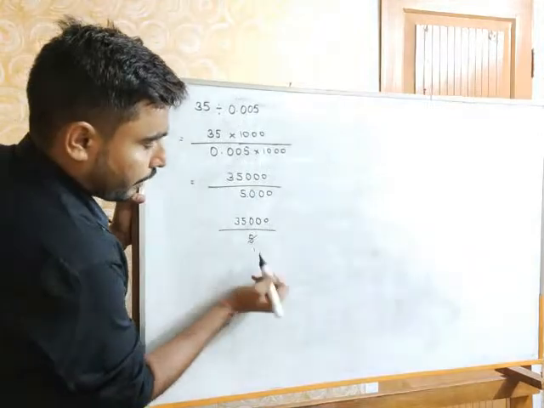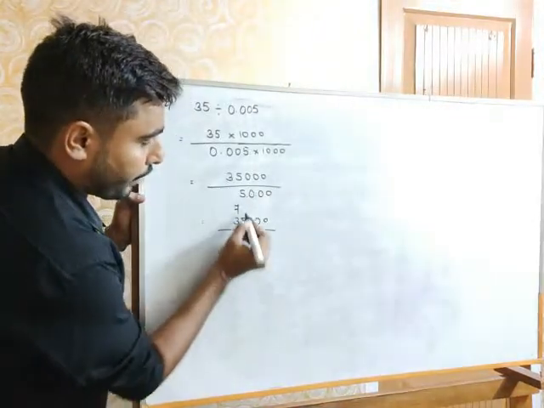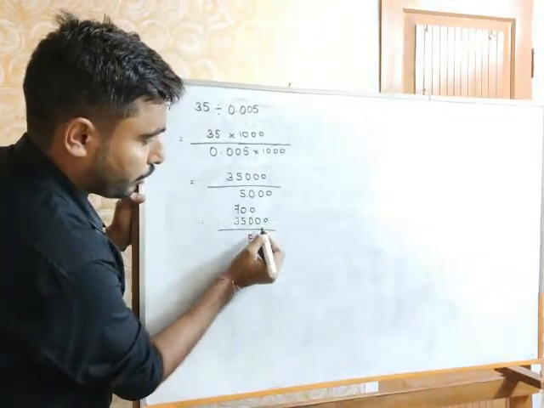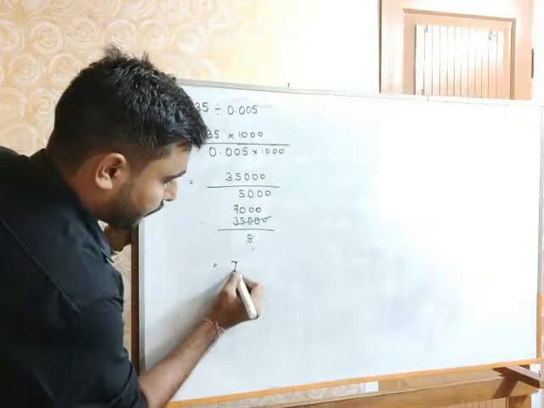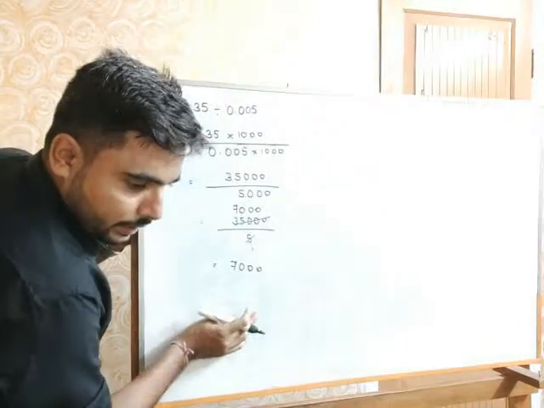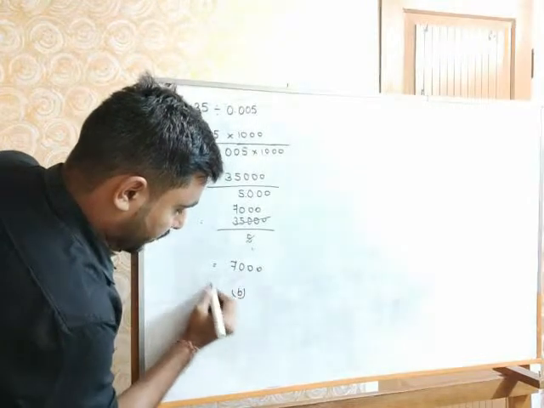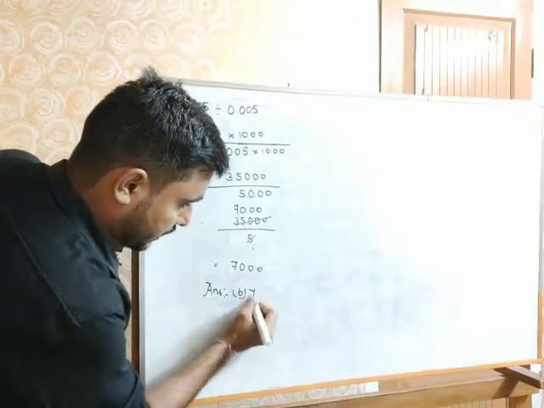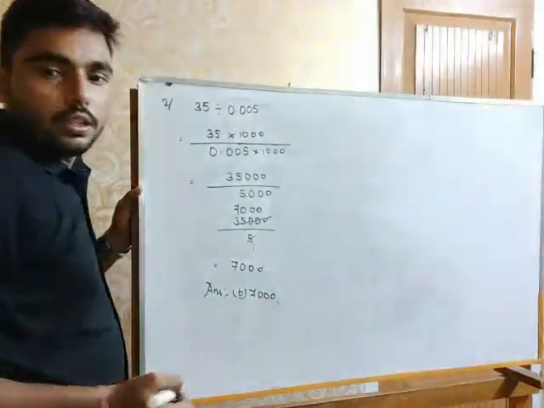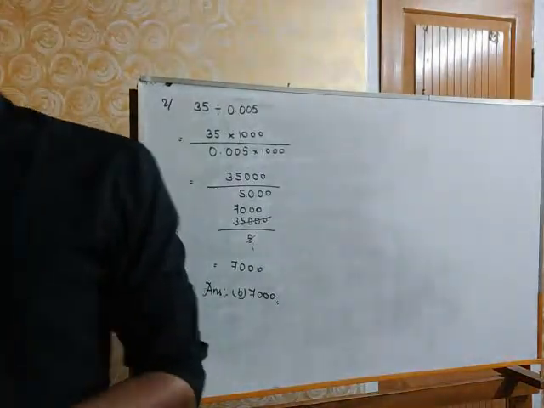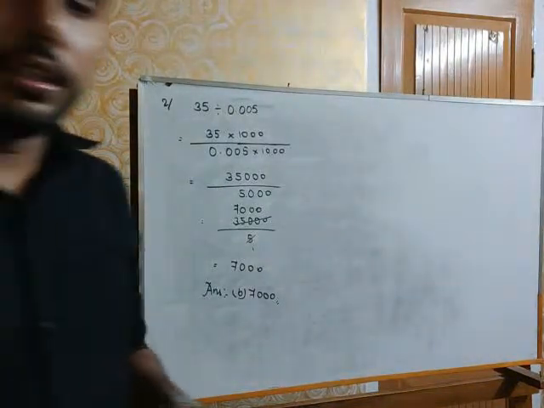So 5 1 times 5, 5 7 times 35, 5 0 times 0, 5 0 times 0, 5 0 times 0. 35,000 is cancelled and the answer is 7,000. The answer is option number B, 7,000. Is it clear, everyone? Any doubt till here?